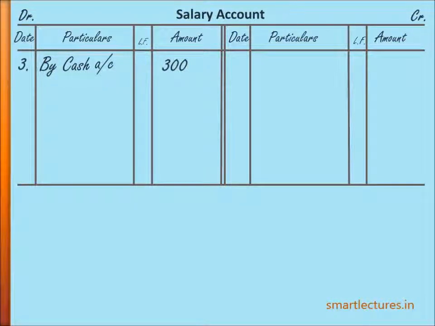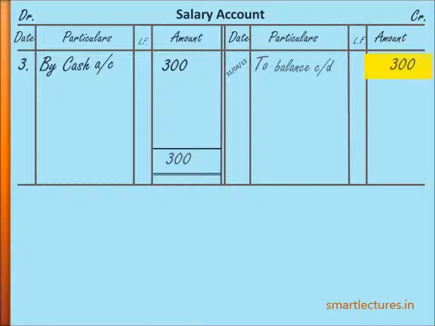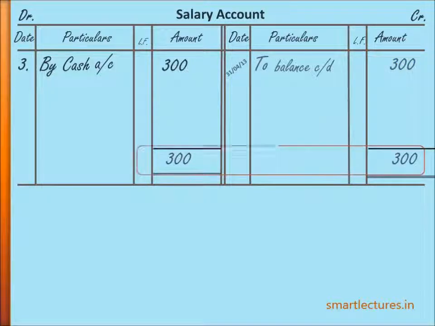Now come to salary account. The total on debit side is rupees 300, and you will write down by balance c/d rupees 300, and total on both sides 300 rupees.